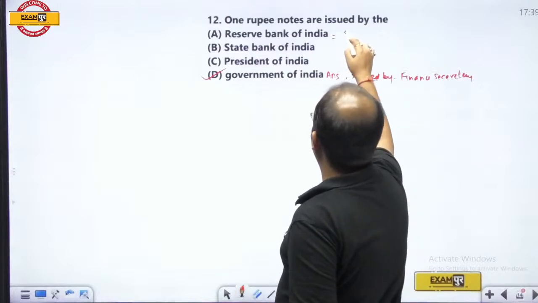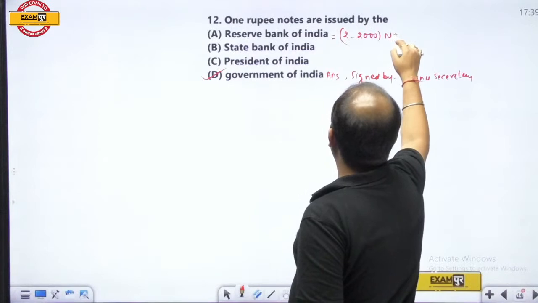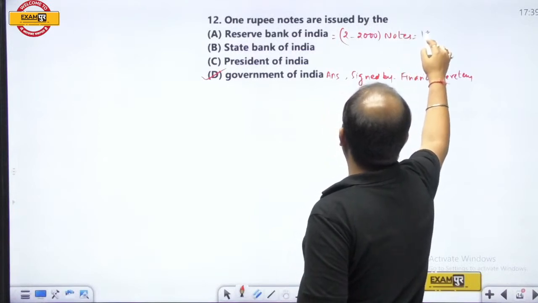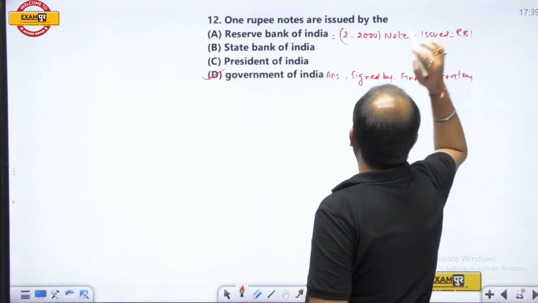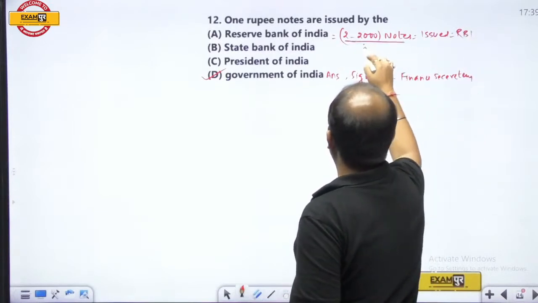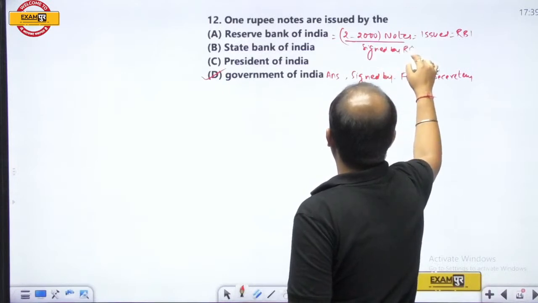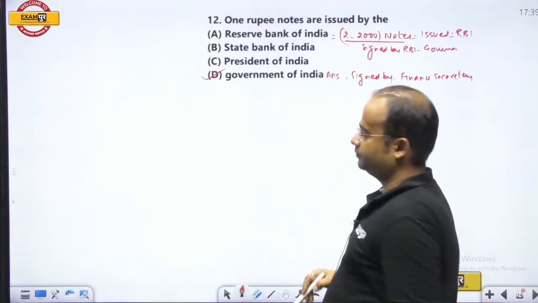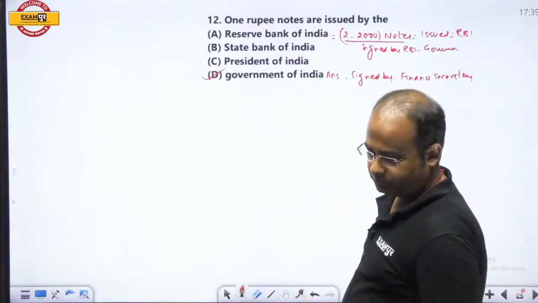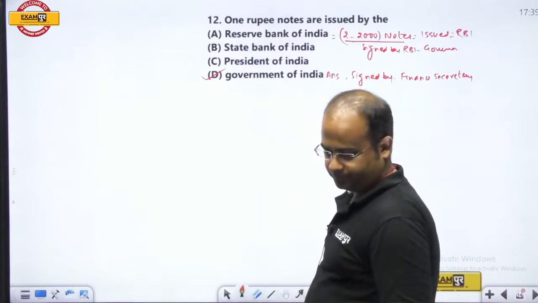And from 2 rupees to 2000 rupees note, that is issued by RBI and signed by the RBI Governor. Therefore, the correct answer will be Government of India.